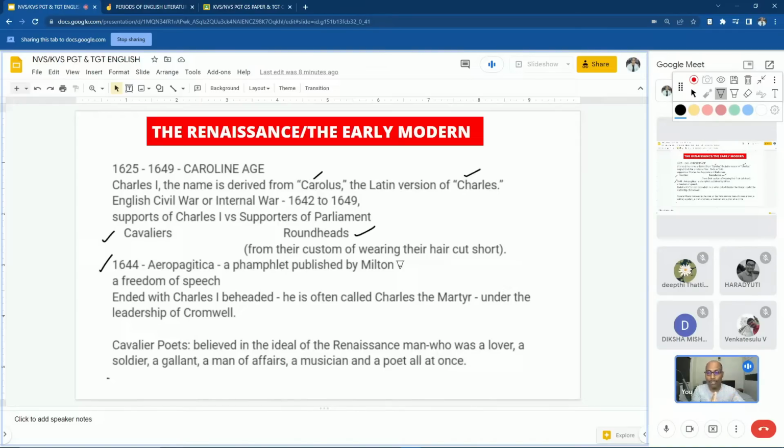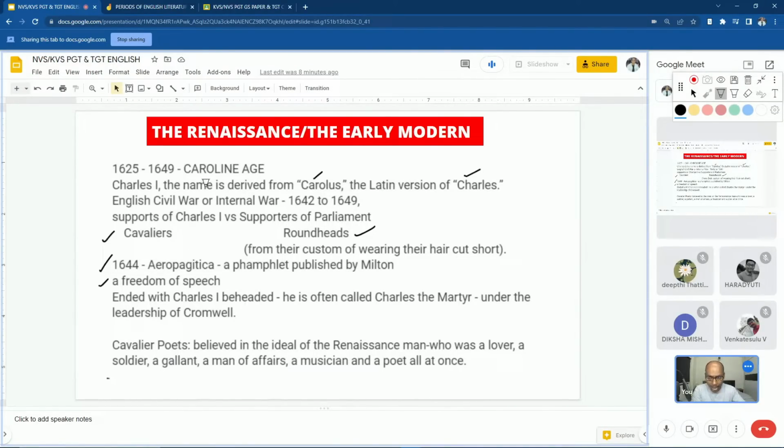What is Areopagitica? It is a pamphlet published by Milton and it talks about freedom of speech. So he was a kind of rebel. He wanted to have his own free life, and he published this pamphlet named Areopagitica in 1644, and it discussed freedom of speech.